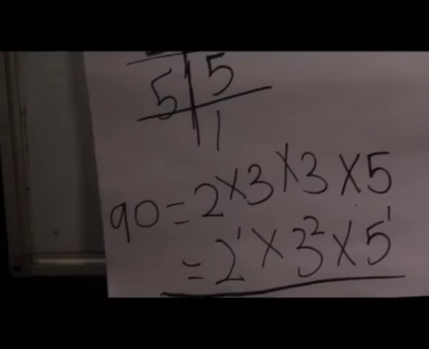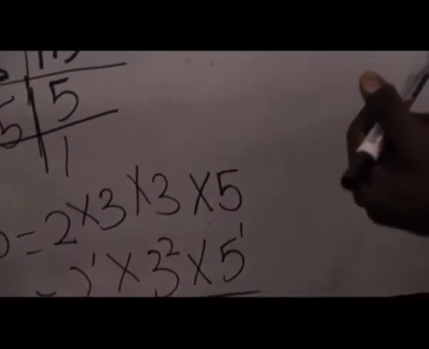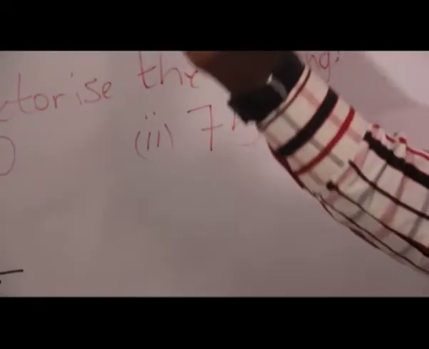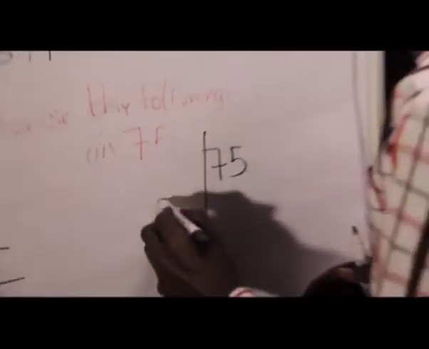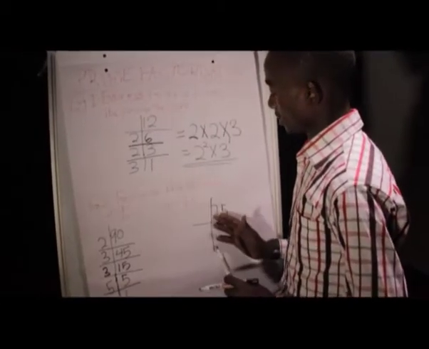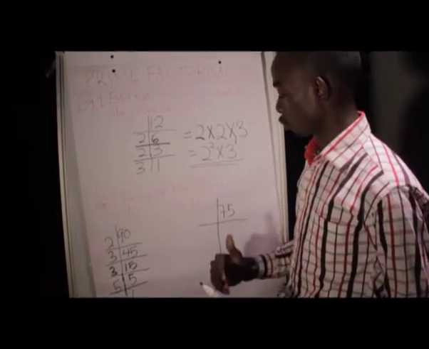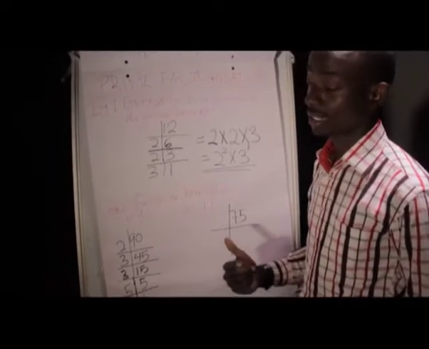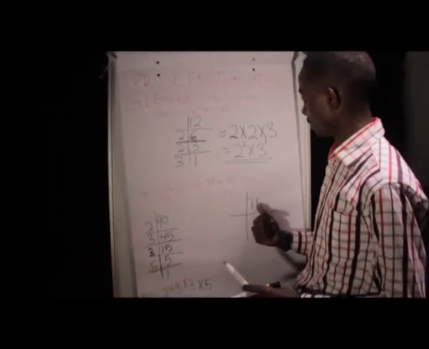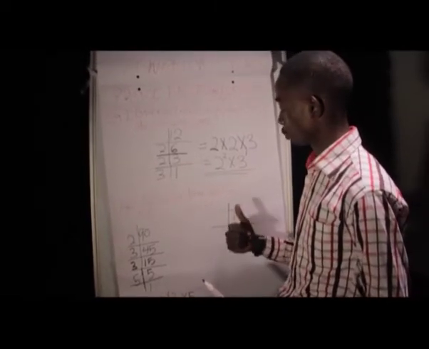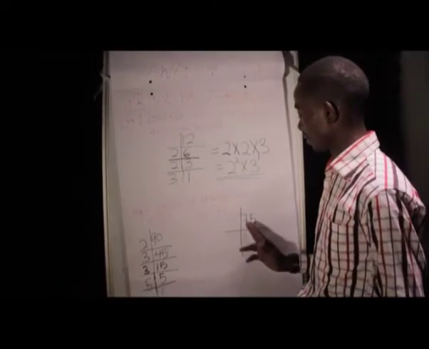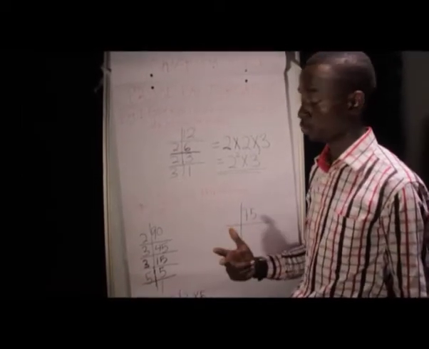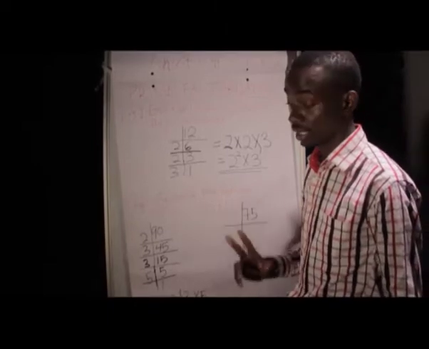Last example, we have 75. So I'm going to do the same thing for 75 just like I did for 90 and 12. So if I have my 75 like this, I start with the smallest prime number, which is 2. Does 2 divide 75? The answer is no, because 75 divided by 2 is going to give me 37, remainder 1. In other words, 75 is not divisible by 2. So I proceed to the next prime number, which is 3.